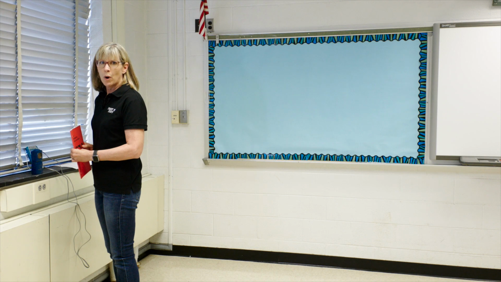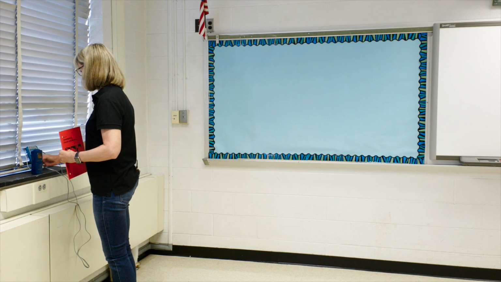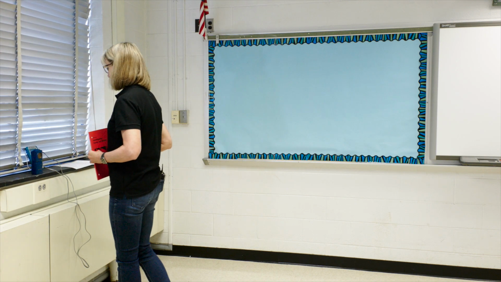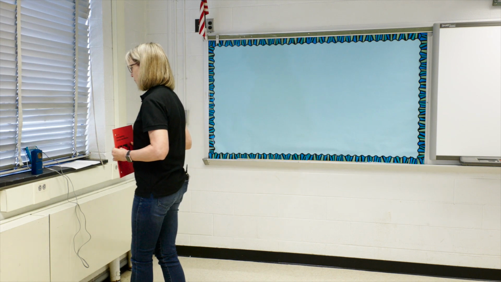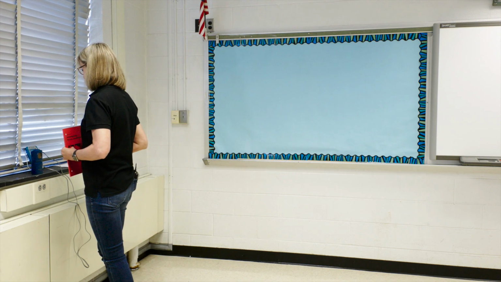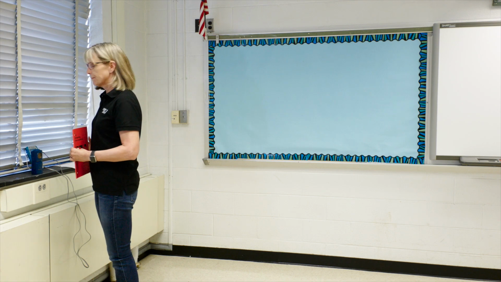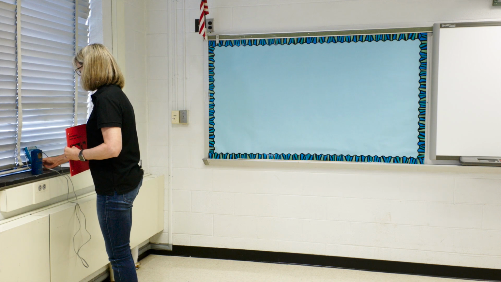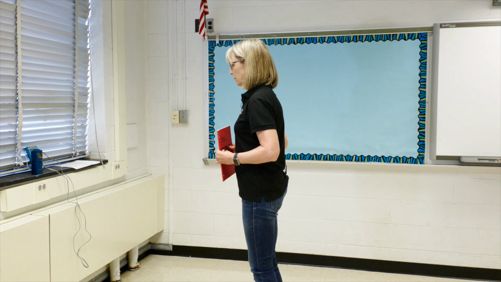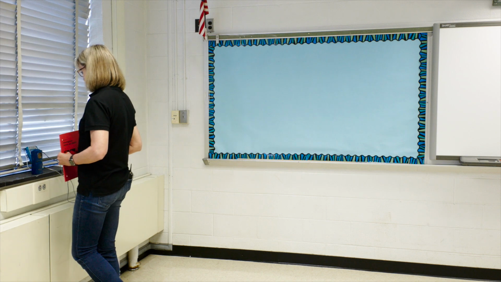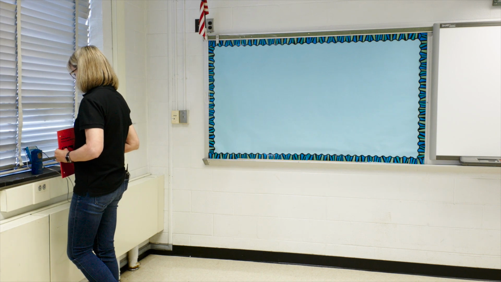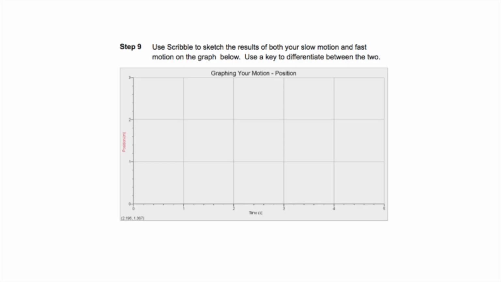Here's the first recording where I walk slowly. Here's the second recording where I walk quickly. You will sketch the record from my 2 motion graphs using the scribble tool into this graph on slide 3 under step 9.